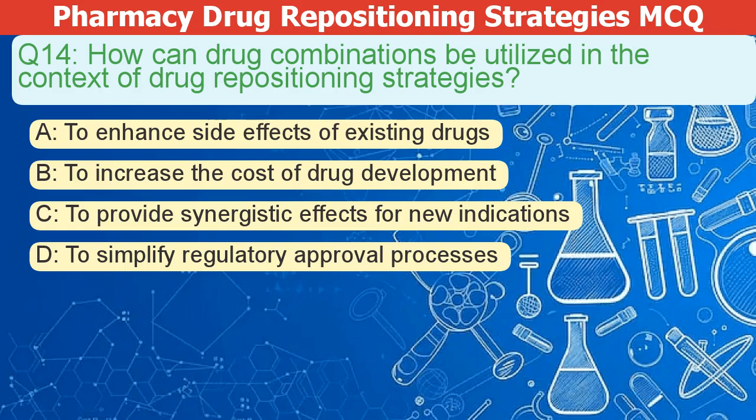How can drug combinations be used in drug repositioning? A. To enhance side effects of existing drugs. B. To increase the cost of drug development. C. To provide synergistic effects for new indications. D. To simplify regulatory approval processes.